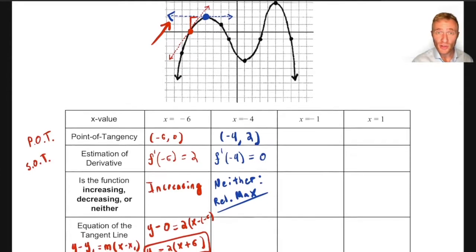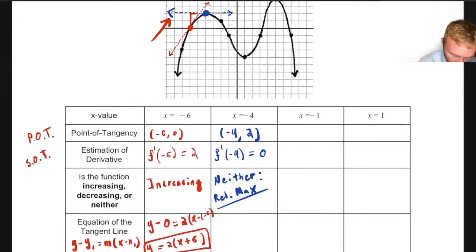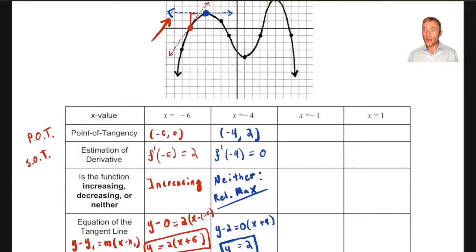And the equation of this tangent line, same thing, point-slope form: y minus 2 equals the slope of 0 times x minus -4, which would be x plus 4. It's not going to matter though, because when we multiply by 0 and move the 2 to the other side, we're going to have y equals 2, which is of course the equation of that horizontal line when y is 2.